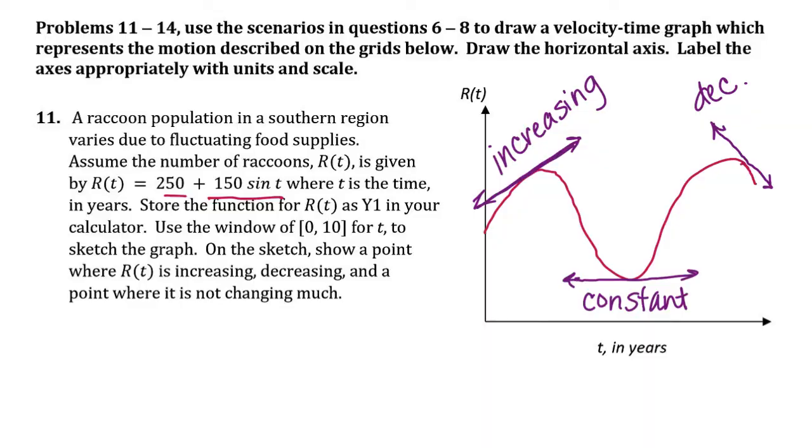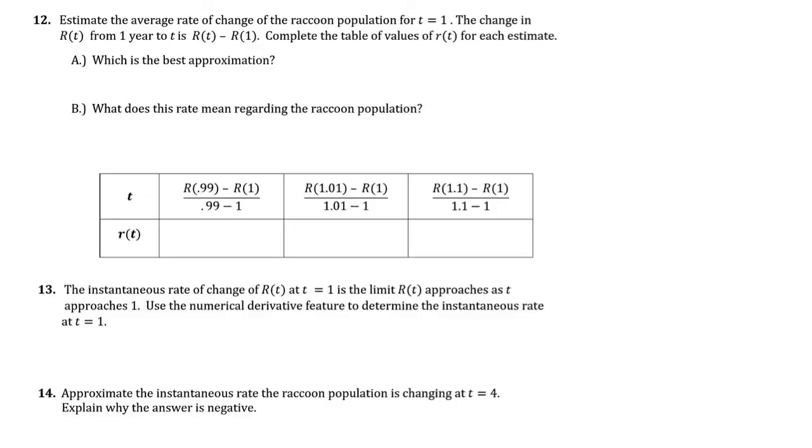All right, let's look at our next part. In 12, notice that we need to estimate the average rate of change of the raccoon population for time t equals 1. The change in R from 1 year to t is R at t minus R at 1. So complete the table of values for R at t at each. Looking at this, we need to go through and complete our table. So you are substituting in values. Do make sure you're set in radians.